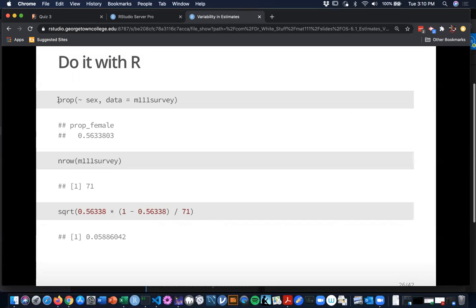So this is just a little review of how, if you have it all in a data set, you can make R find the proportion for you. Or if you don't have it all, if you don't want to use prop, you could make R find out how many people there were in the sample just by asking for the number of rows in the data set. And then you could work this out like a calculator.